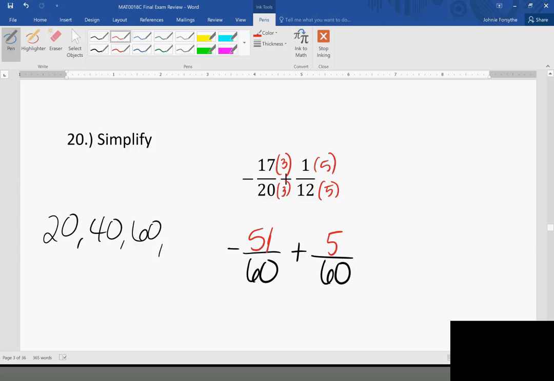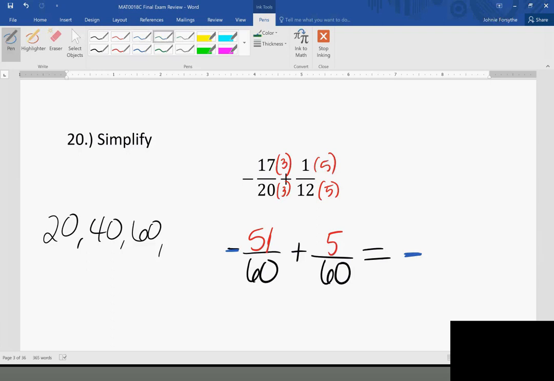So now we can compare these fractions. So I am adding numbers with different signs. So I'm going to subtract and take the sign of the larger number. So ignoring the negative right now, which is bigger, 51 or 5? 51 is. So since that's a negative 51 over 60, I'm going to have a negative answer. Okay? So now I'm going to find the difference between 51 and 5.